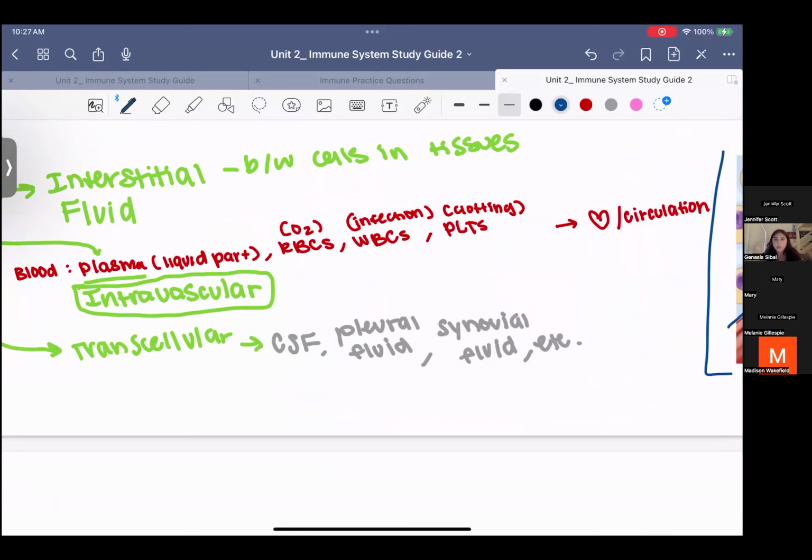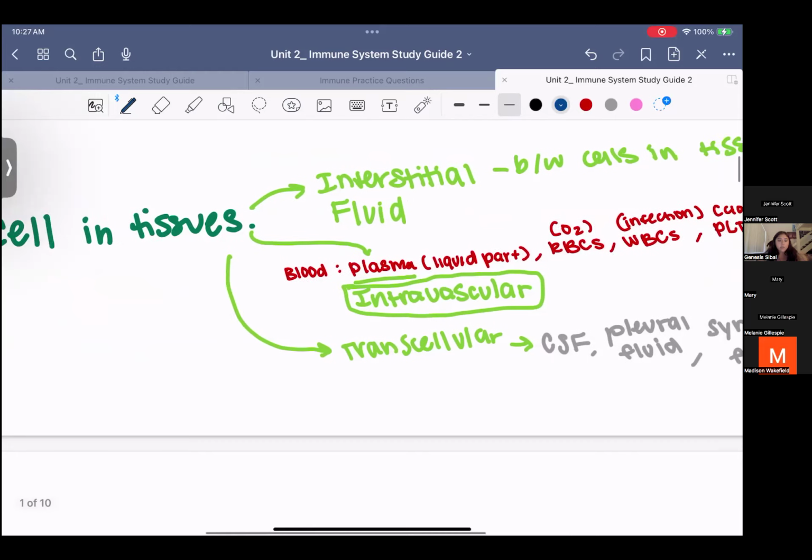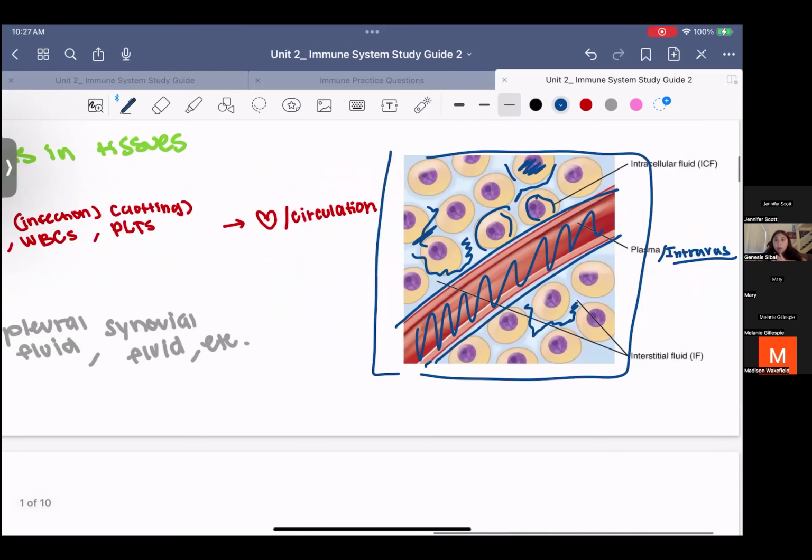So blood is made up of different components. It's made up of plasma, RBCs, which carry oxygen, WBCs, which help with infection, platelets that help with clotting. And we know that blood just helps with the heart and the circulation, right? So any type of extracellular fluid is just talking about fluid outside of cells.